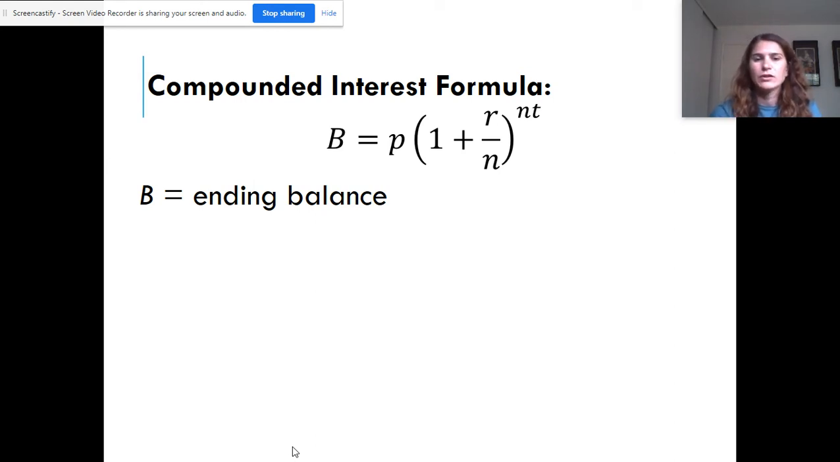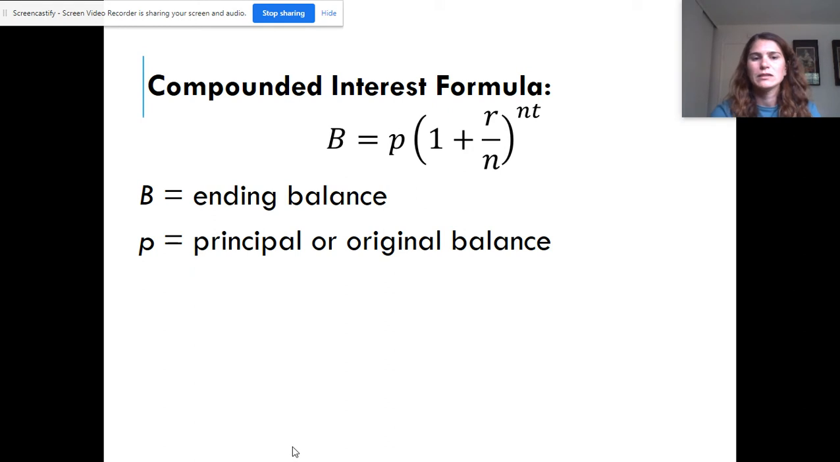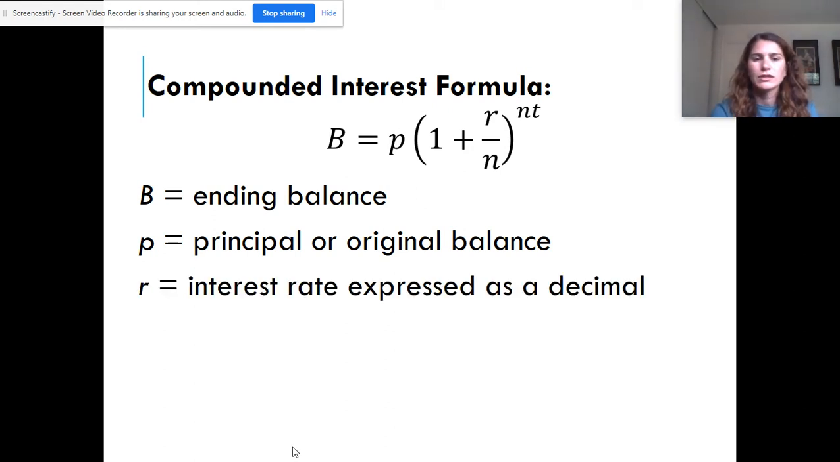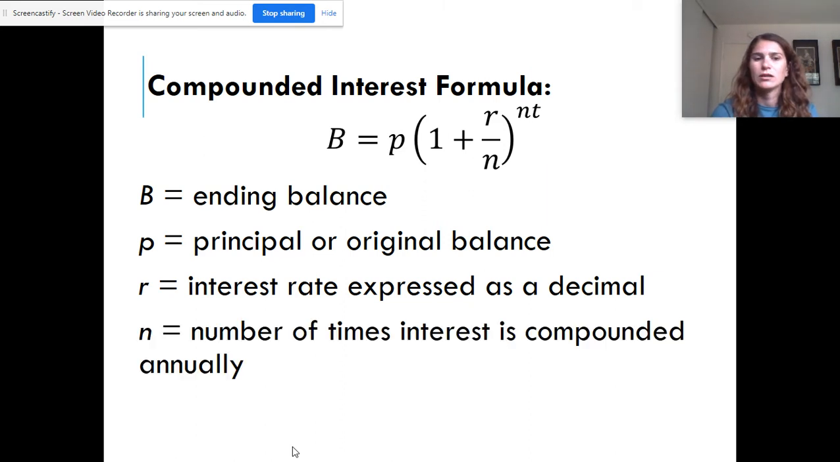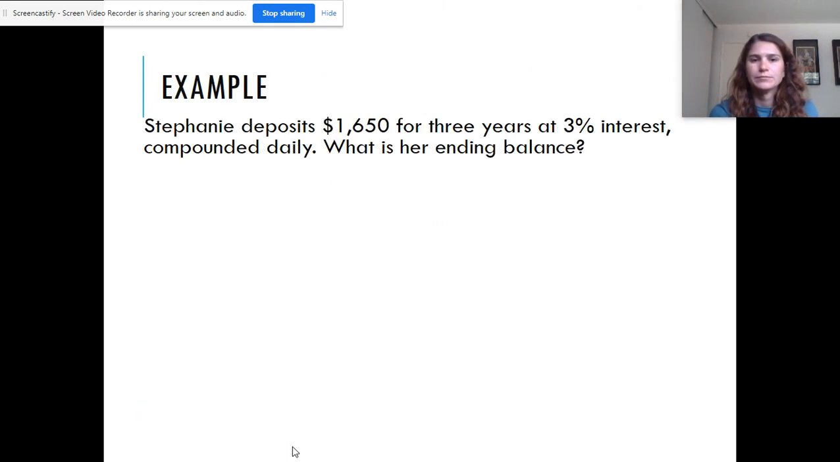So the B stands for your ending balance. The P stands for the principal, or the original balance that you had in your account. R stands for your interest rate. Make sure you always have that interest rate expressed as a decimal. It will most likely be given to you as a percentage. N is the number of times interest is compounded annually. When we say annually compounded, that's 1 time. If we say quarterly compounded, that's 4 times. So we are looking to see how many times it's going to be compounded every year. And then T is the number of years.